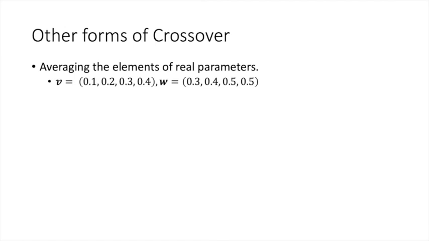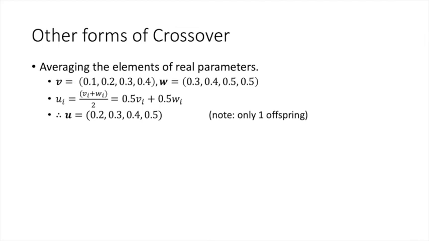Plus, there are other forms of crossover. For example, if we are dealing with real numbers, then instead of simply swapping values, we can average their values. So consider two individuals named V and W here. Then we can create an offspring by simply taking the genes from the same positions and averaging them out. Hence, we get a new solution U, where each gene is an average of the genes of the two parents. Note, however, the crossover produces only one offspring this time instead of two, as was the case with other crossovers.